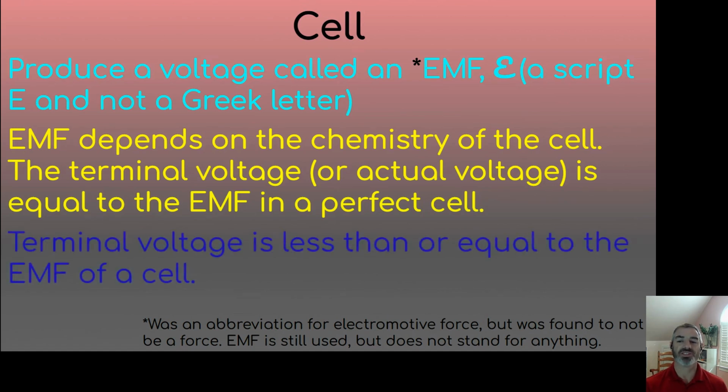Now, the terminal voltage is less than or equal to the EMF of the cell. It can't exceed the EMF. That's the maximum electric potential that can be provided by the cell, the EMF, but it can be less than that if there's internal resistance.